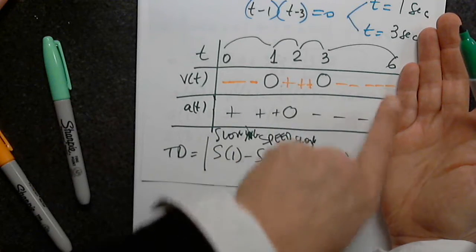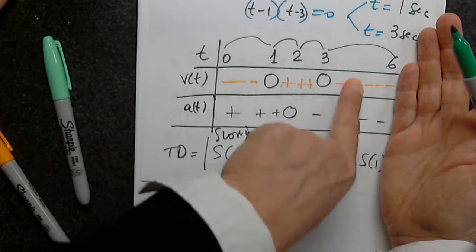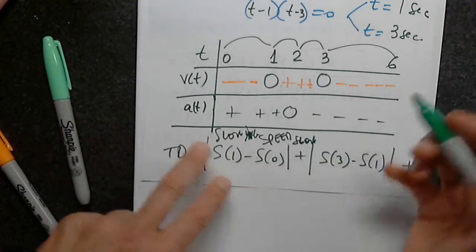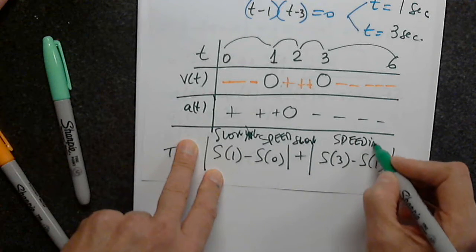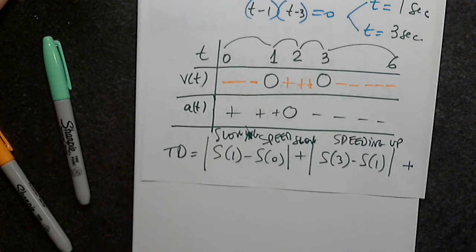And between 3 and 6, both of them are in the same direction. They're helping one another, so the particle is speeding up.